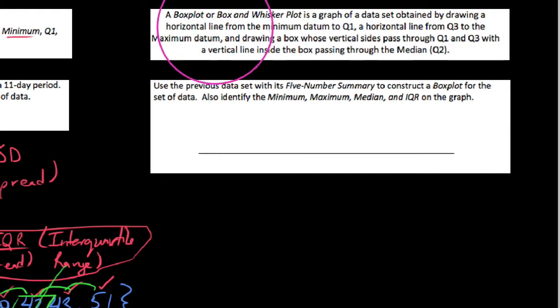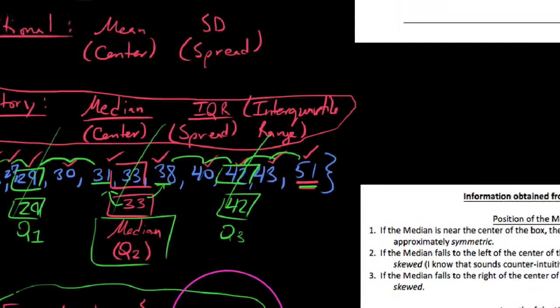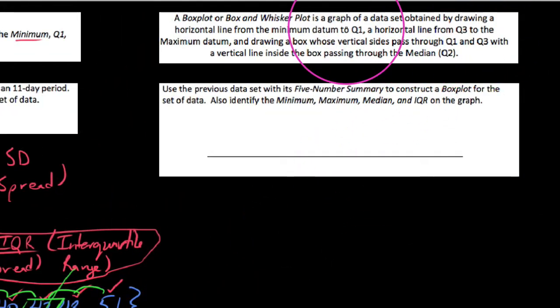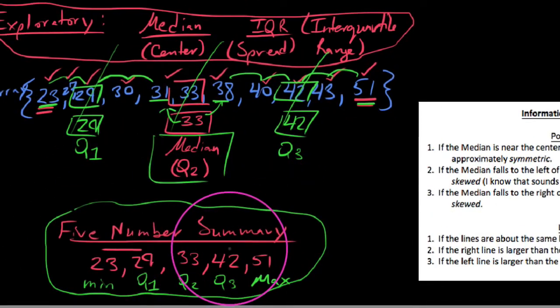Okay, so we say a box plot, or box and whisker plot, sometimes is how you call it, is a graph of the data set obtained by drawing a horizontal line from the minimum datum to Q1. So we'd have a line here from 23 to 29. And also a horizontal line from Q3 to the maximum datum. So we'd have a horizontal line from 42 out to 51 when we sketch this.